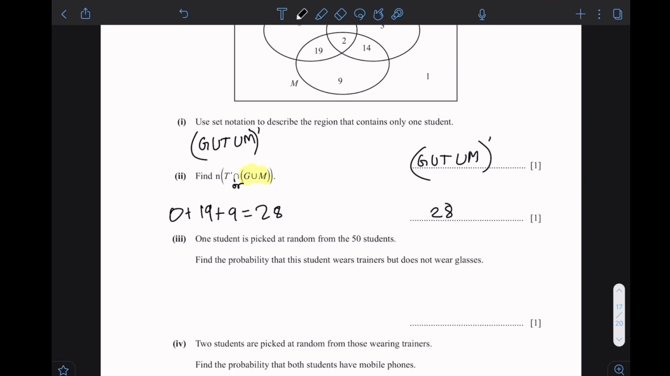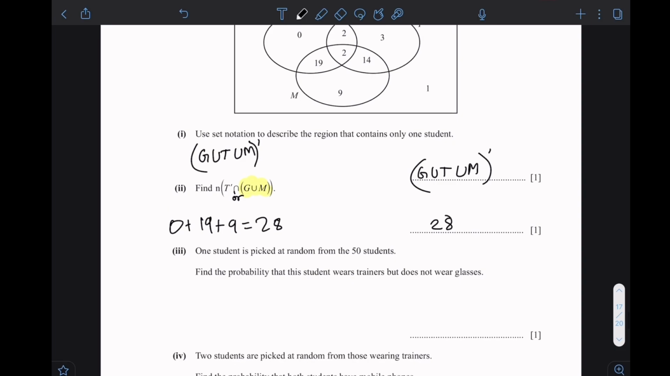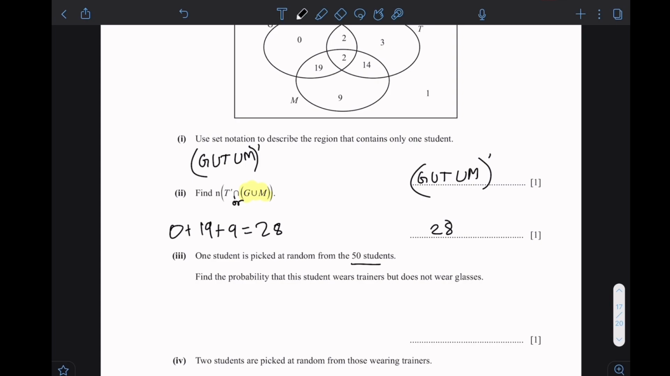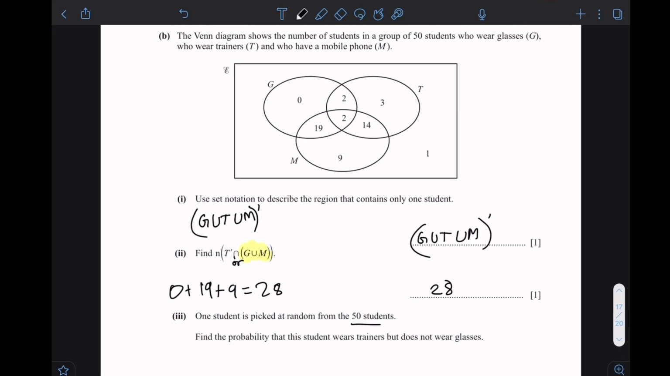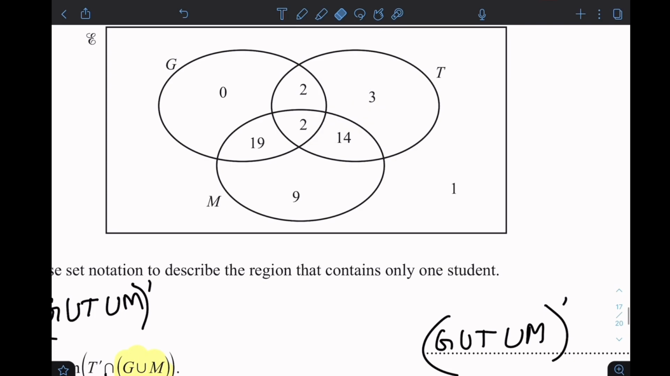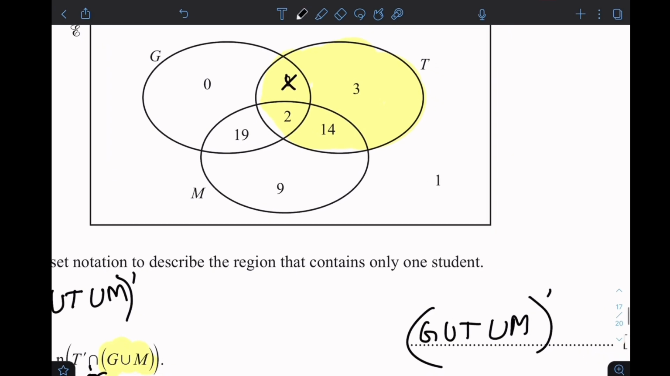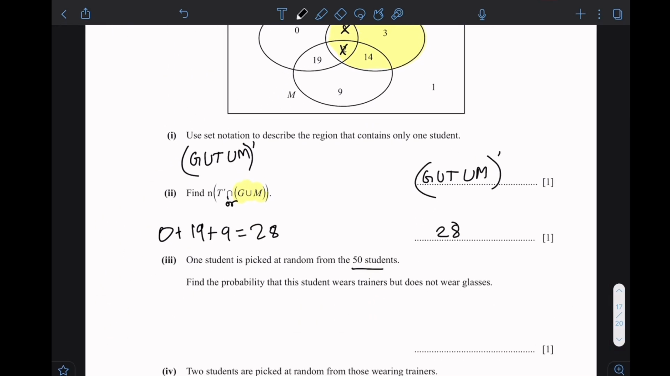One student is picked at random from the 50 students. Find the probability that the student wears trainers but does not wear glasses. So they wear trainers, but they do not wear glasses. So this is out and this is out because they're included in glasses.